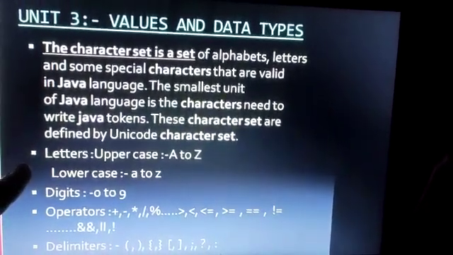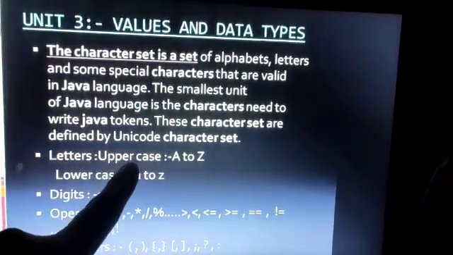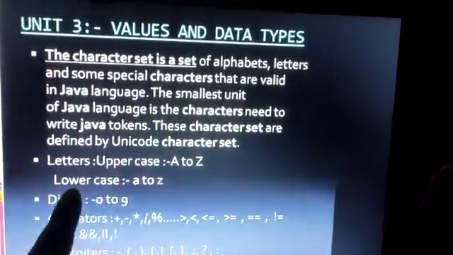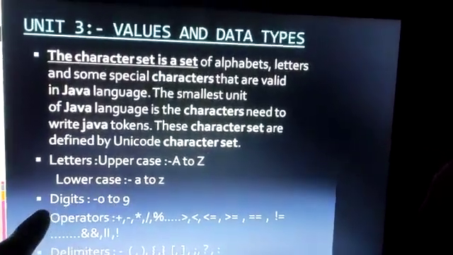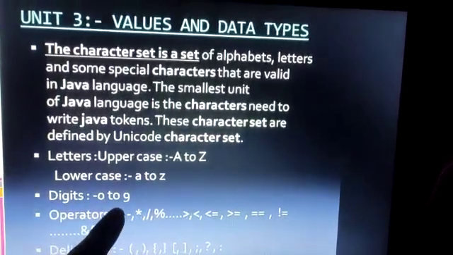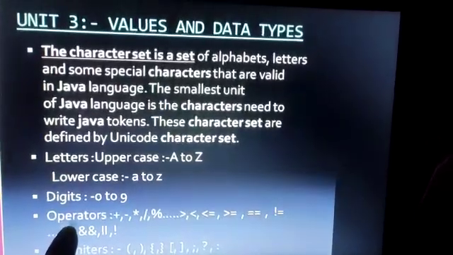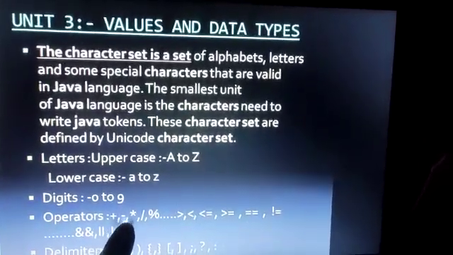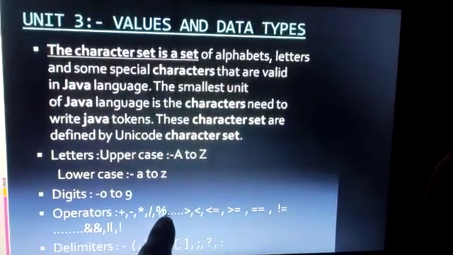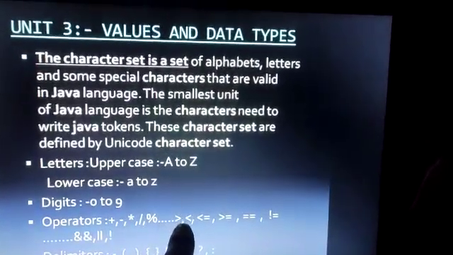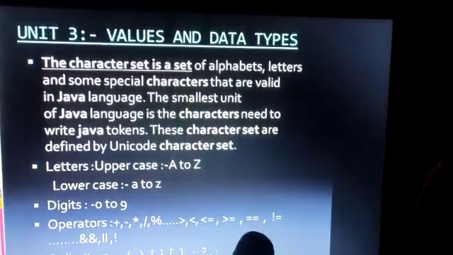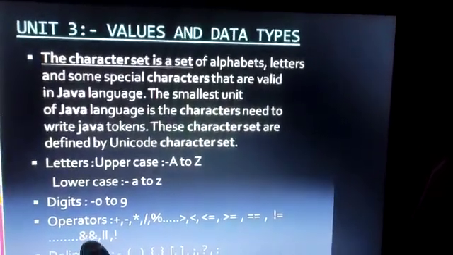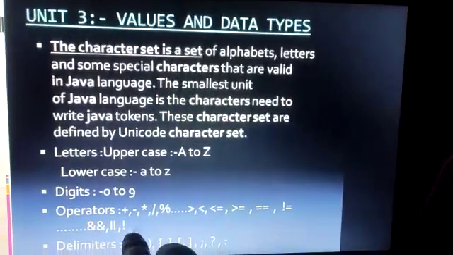So in character sets, first we have letters. We have uppercase letters from A to Z, then lowercase letters from small a to z. Digits we have from 0 to 9. Operators: we have arithmetic operators, plus, minus, multiply, divide, modulus. Then we have relational operators: greater than, less than, greater than or equal to, less than or equal to, equal to, not equal to. Then we have logical operators: and, or, and not.